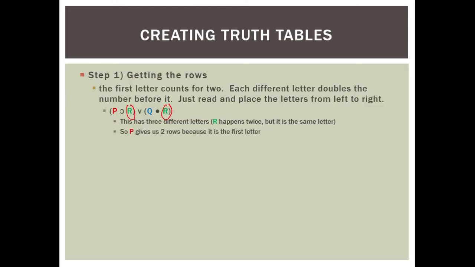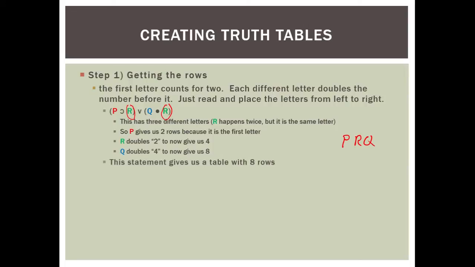P gives us 2 rows, so we have P, R, Q. P gives us 2 rows because it's the first letter. R doubles 2, and now we're at 4 rows. Q doubles 4, and now we're at 8 rows. So this statement gives us a table with 8 rows. The way that would all look now is P, horseshoe, R, wedge, Q, dot, R.